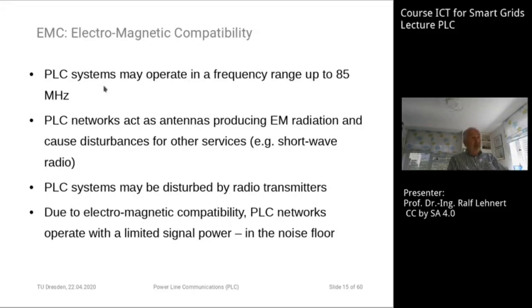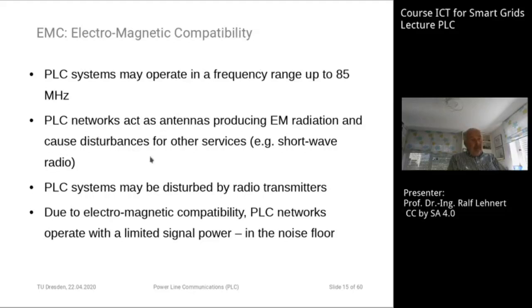PLC systems, broadband PLC systems, may operate up to 85 megahertz. So they cover a range from 2 to 85 megahertz eventually. And in between there are a number of commercial or private frequency bands. For instance, the radio amateurs have their reserved shortwave frequency bands. There are other public radio frequency bands in it. So we have to take care of this, and I will show you how to do this.